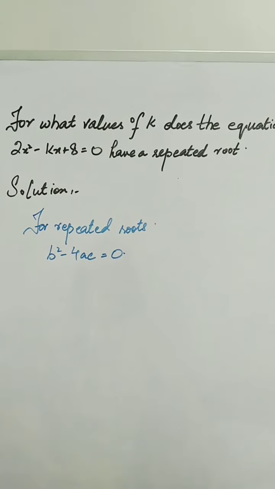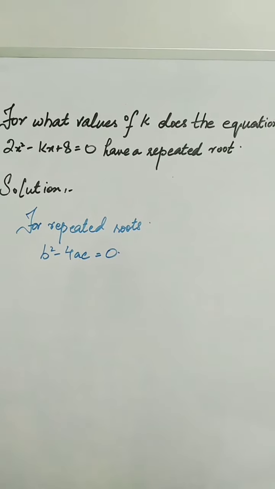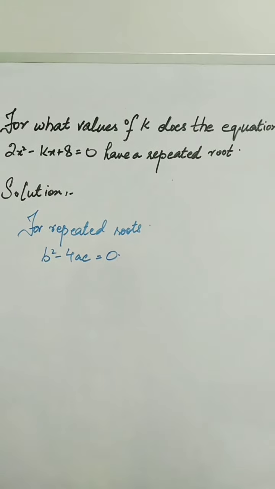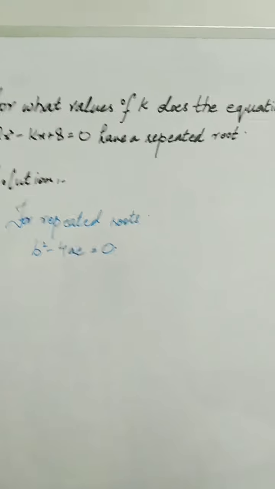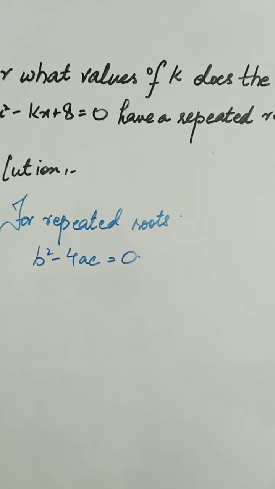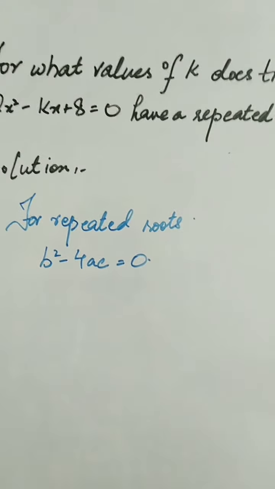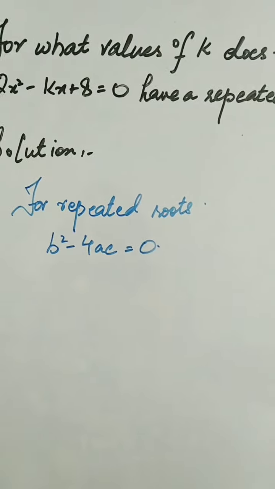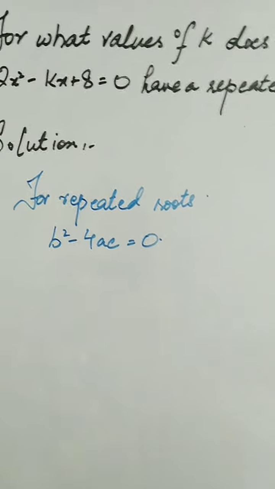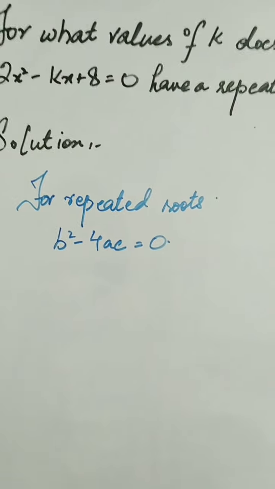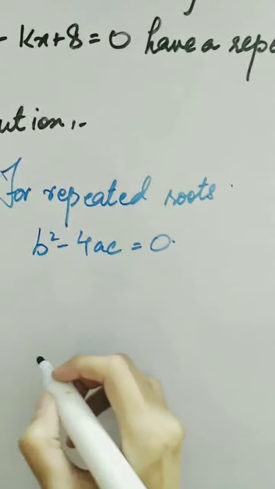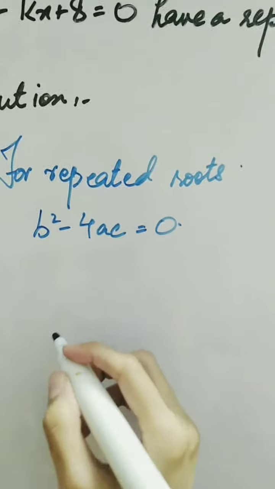Here is another question: for what values of k does the equation 2x² − kx + 8 = 0 have a repeated root? As we all know from our previous lessons, the condition for a repeated root is that the discriminant b² − 4ac should be equal to 0. So by using this formula, we are going to derive the value of k.